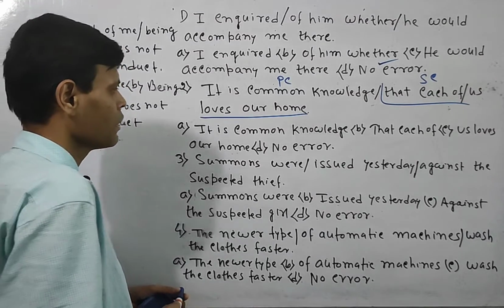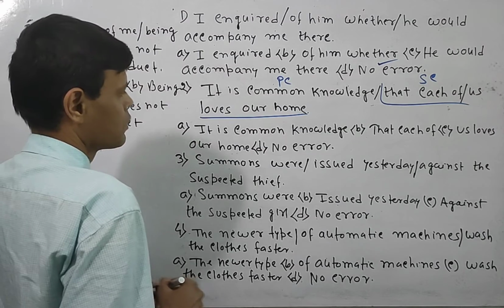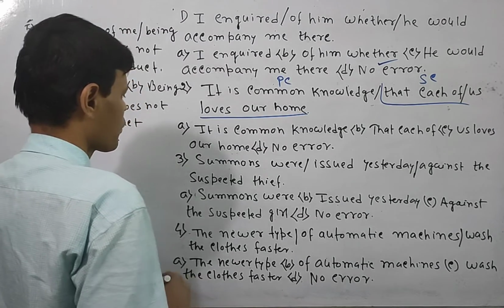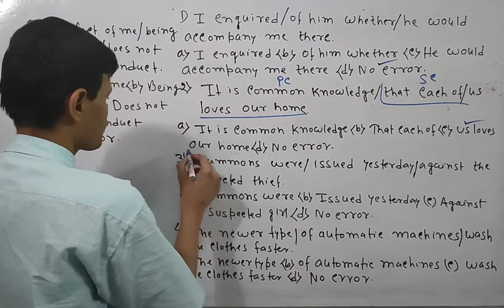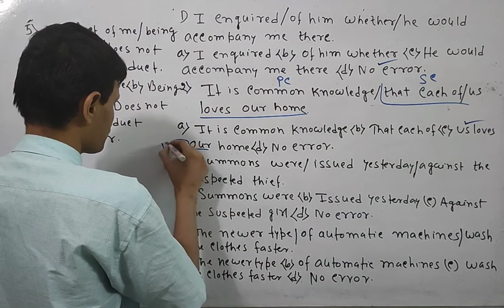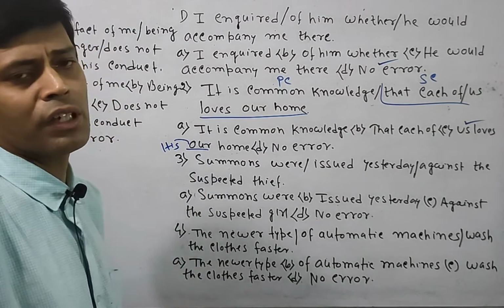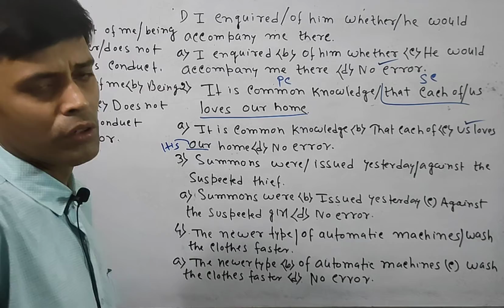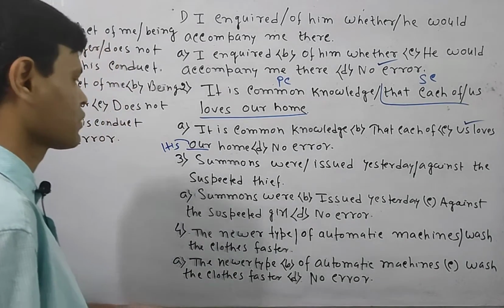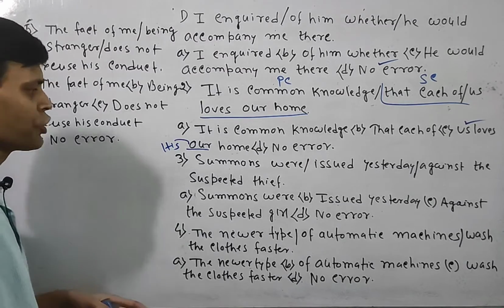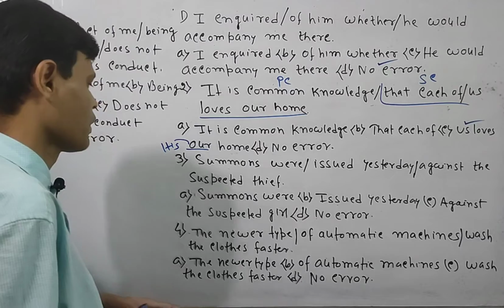So automatically this part, that each of us loves our home, is having some mistake. Instead of our, it should be his. Here you are just asked to find out the error, not asked to find out the error and correct the sentence. Now if I just look over the next sentence, summons were issued yesterday against the suspected thief.